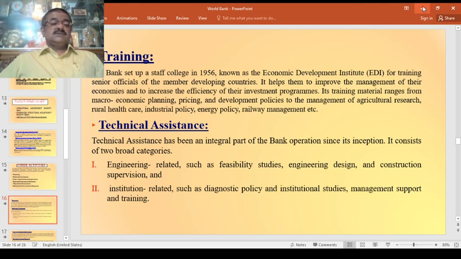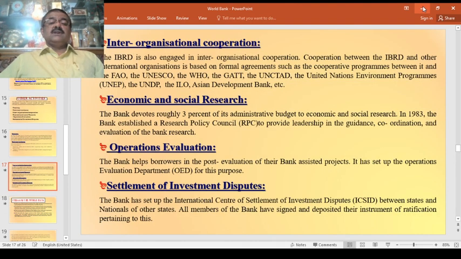Technical assistance. Technical assistance has been an integral part of the bank's operations since its inception. It consists of two broad categories: engineering related, such as feasibility studies, engineering design and construction supervision, and institution related, such as diagnostic, policy and institutional studies, management support and training. Next, inter-organizational cooperation. This is the third activity being conducted by the bank.